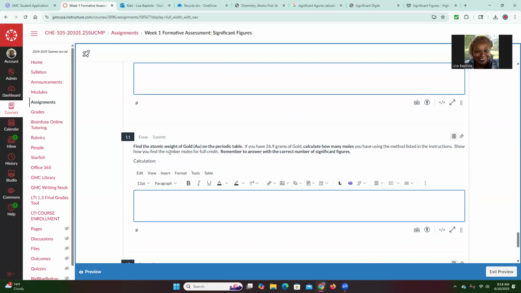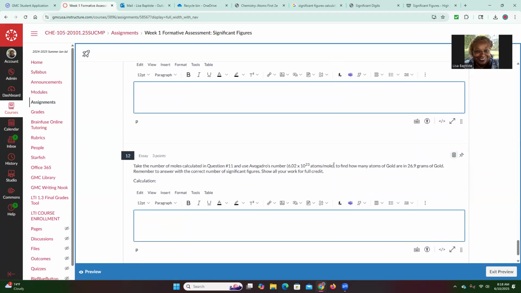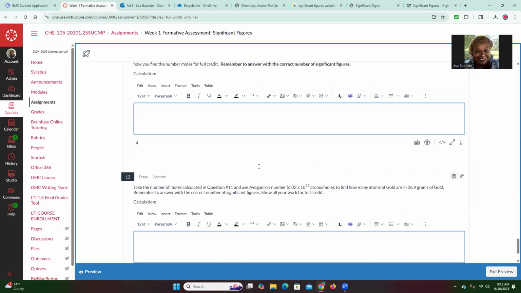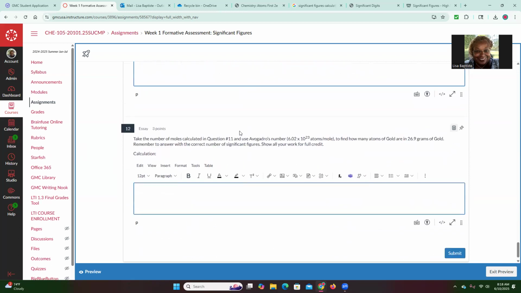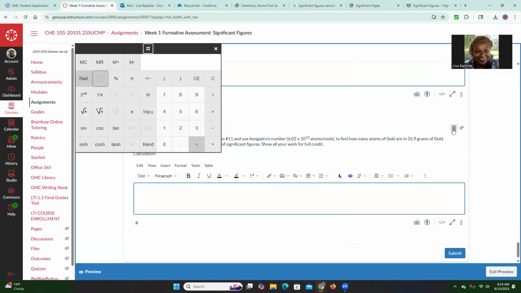Then you're looking at the atomic weight for gold, and you start off with 26.9 grams. You want to calculate your moles. And then we want to take your moles that you calculated in 11, and you want to use Avogadro's number to find the number of atoms. And you want to make sure that you show your work, okay, for that. And there is a calculator here, okay, that will help you do the calculation.